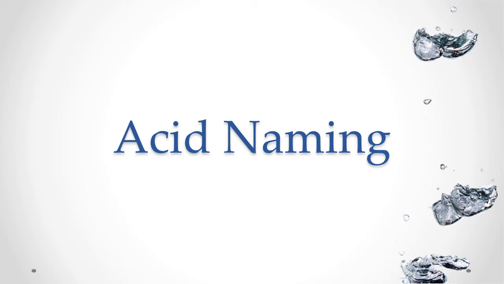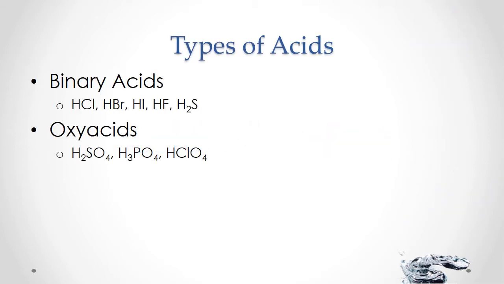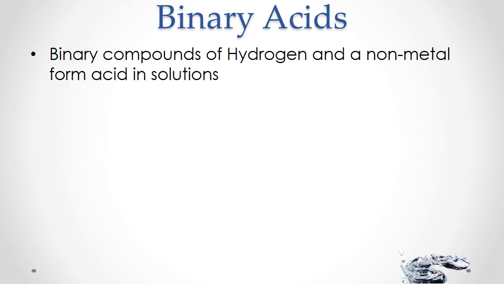Now that we've talked about different types of naming ionic and bimolecular compounds, I want to take a look at acid naming. With acids, there are two types. There are binary acids, which have hydrogen attached to a halogen or some other nonmetal, and then oxyacids, where hydrogen is attached to the polyatomic anions that we've seen before. So let's first focus on binary acids.